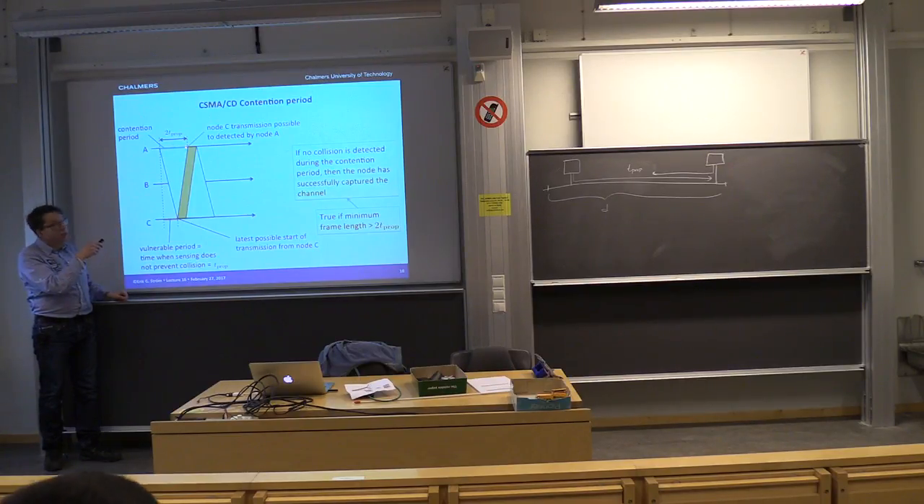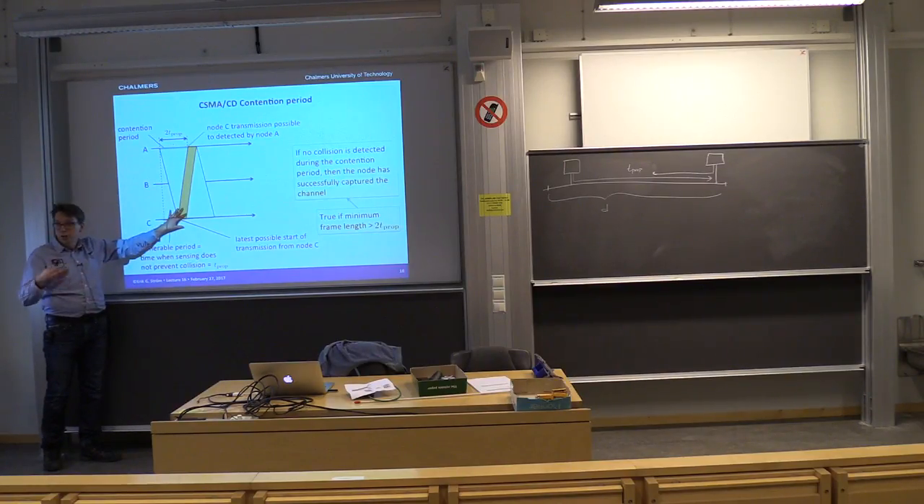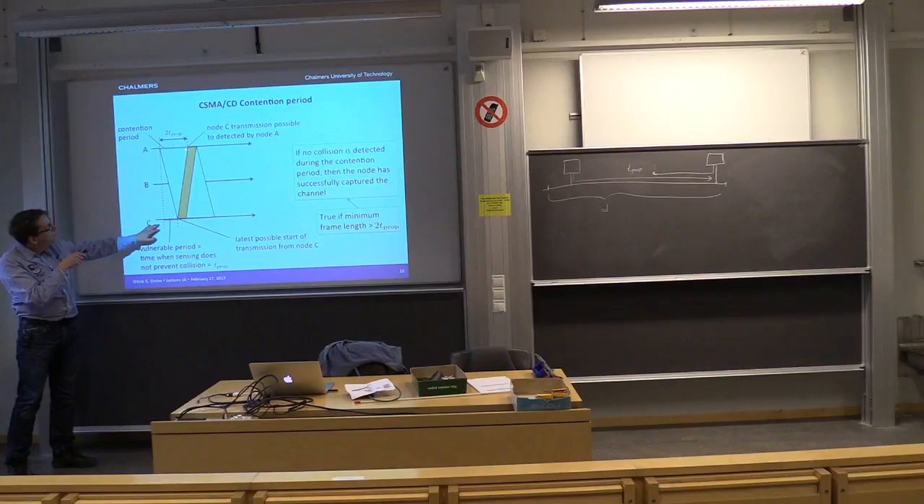If a collision has not been detected at this point in time, we know that our frame has reached all other nodes, and all other nodes need to back off. So if we don't hear a collision for 2 t-prop seconds, then we have captured the channel and it's all ours. Then we can use it until we're done. If there is a collision, then we detect that. Detection is not instantaneous, right? We need a little bit of time to detect the energy and so forth. So it takes a little bit of time before everything is detected, and then we abort our transmission at this point in time.